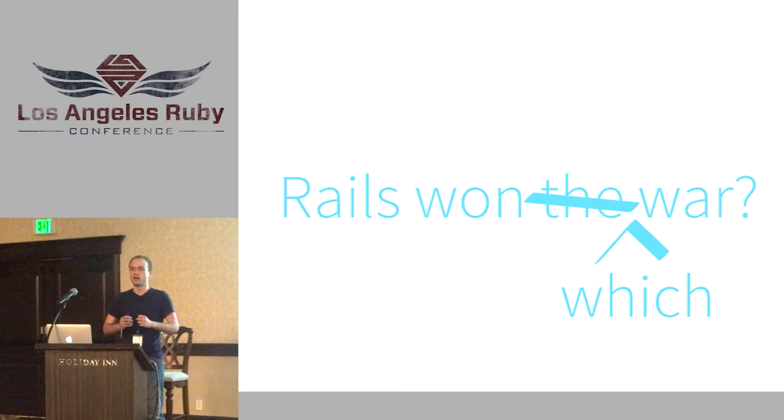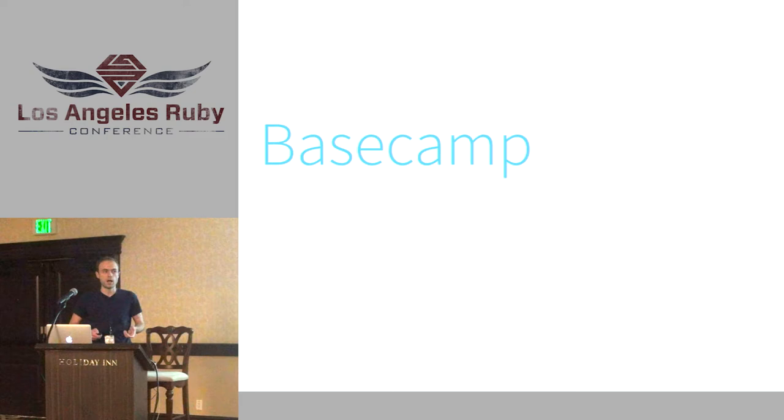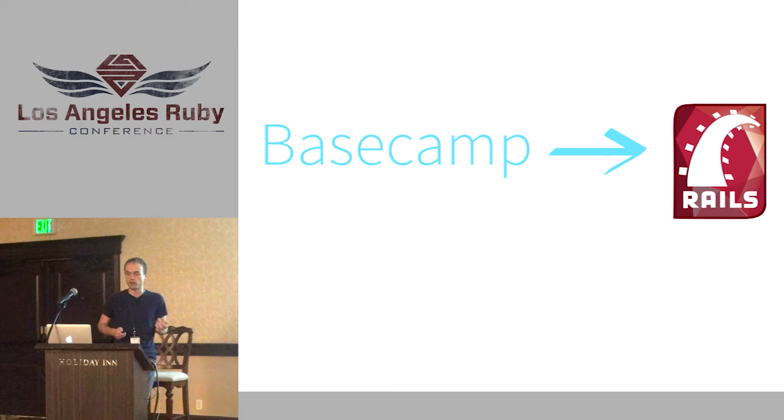DHH last year at RailsConf, in a great talk about Rails, had a quote saying, good frameworks are extractions, not inventions. So think about Rails as an extraction. What's Rails an extraction from? Well, Basecamp. The company Basecamp that makes Basecamp, they started with Basecamp and then they extracted out the successful bits into something generally reusable, which of course became Ruby on Rails.